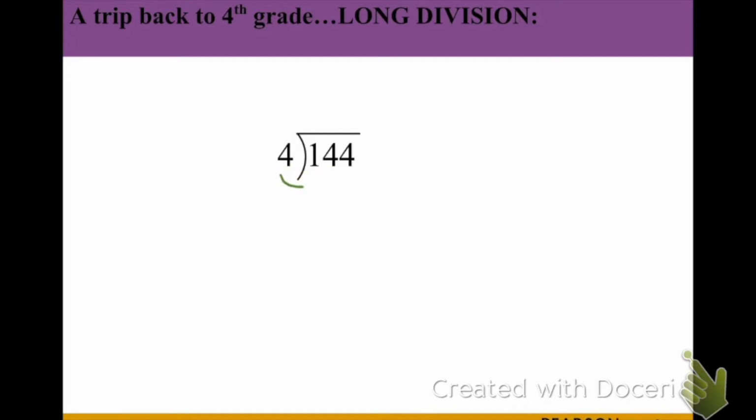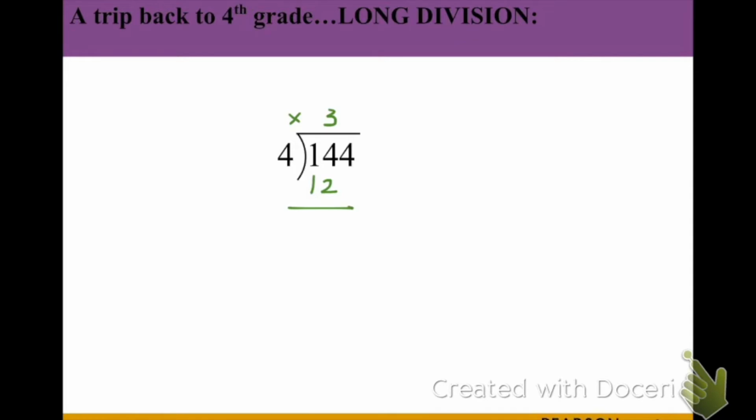First off, what we want to do is think about how many times can 4 go into 14? Well, that's going to be 3. And so we're going to put the 3 above the 4. From there, we're always going to take that number and multiply by the number we're dividing by, in this case, the divisor. 3 times 4 gives us 12.